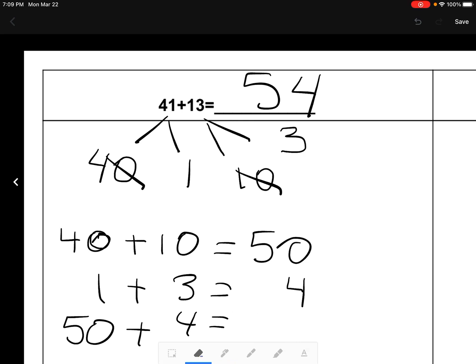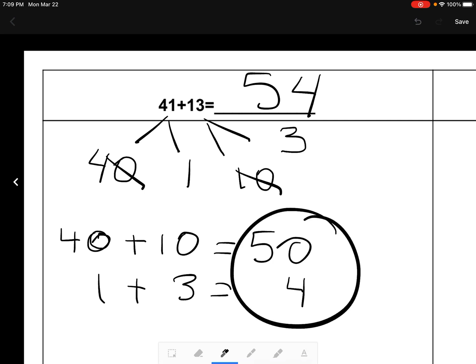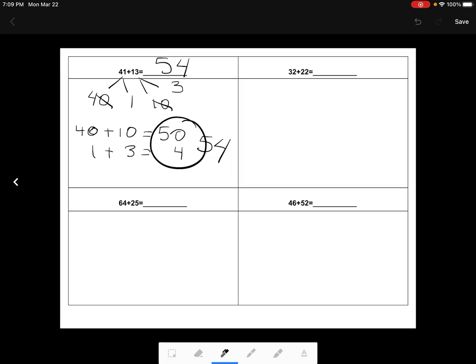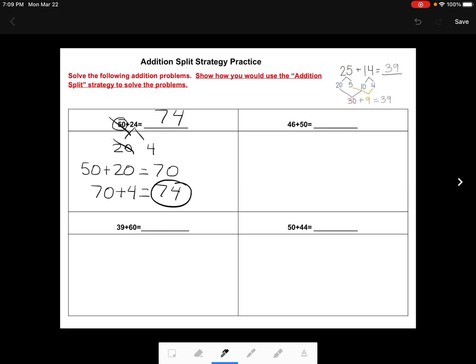Like I said, if you want to skip this last step, you could circle 54 and then just show how this is joined at 54. And there's your answer. Okay, this is how to do this strategy and this assignment for today.